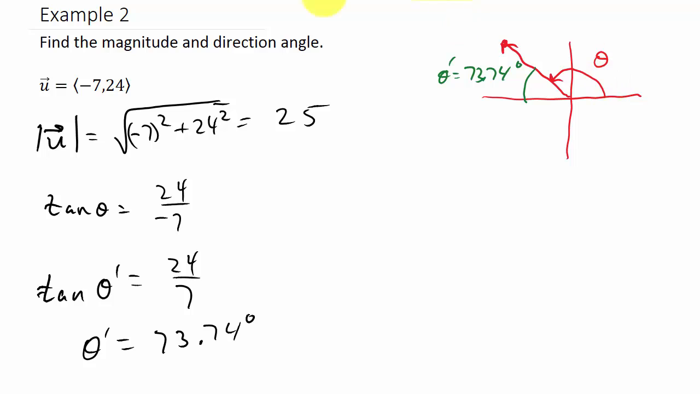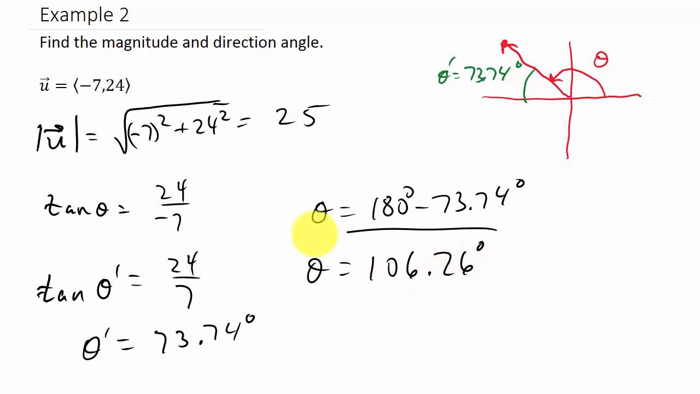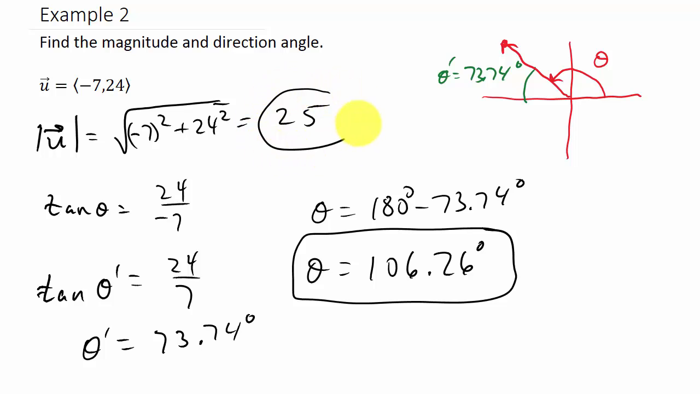Well, how am I going to get theta? Theta is going to be 180, and then I'm going to subtract off the reference angle. If I go 180 and then subtract off the reference angle, I'm left with just this part. So minus 73.74 degrees. And so 180 minus 73.74 is going to give me 106.26 degrees. So there's my direction angle, and there's my magnitude. It's very important that you get the reference angles.